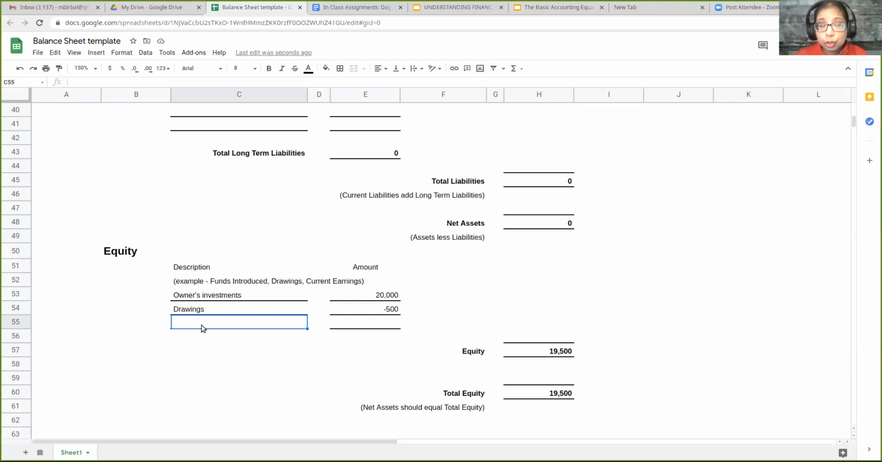But let us assume that the profit for the period is 5,000. All right. So in this example, your total equity would be 20,000 minus 500 plus your 5,000 to give you a figure of 24,500. Now it means that your net assets must also be equal to that 24,500 in order for this balance sheet to balance.